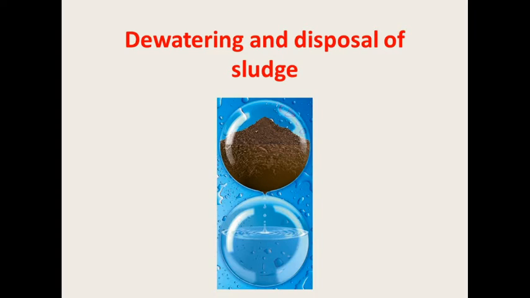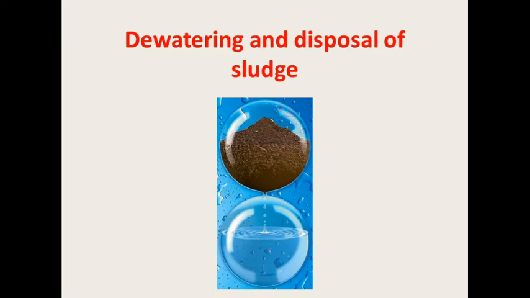So before discussing sludge dewatering, what is sludge thickening, sludge stabilization, and sludge conditioning? Sludge conditioning is a process to improve the dewatering characteristics of sludge and to prepare the sludge for the dewatering process. The first stage is anaerobic sludge digestion, and the next stage is sludge conditioning or sludge thickening, before the dewatering process.